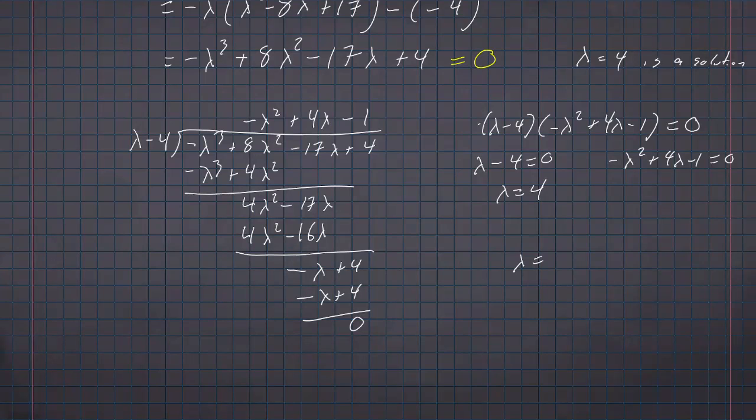Lambda equals negative of b, which is 4, plus or minus the square root of b, which is 4 squared, that's 16, minus 4 times a, which is negative 1, times c, which is negative 1, so that's minus 4, all over 2 times a, which is negative 1.